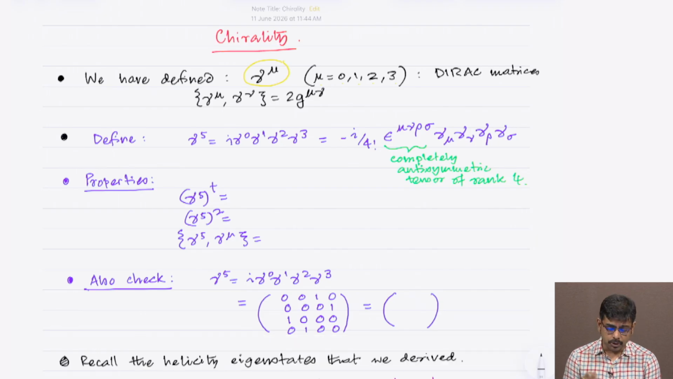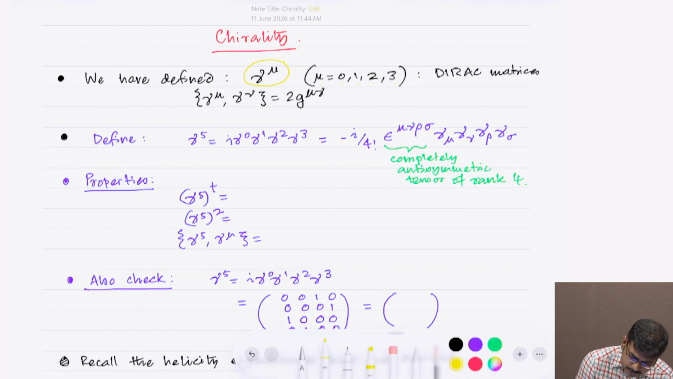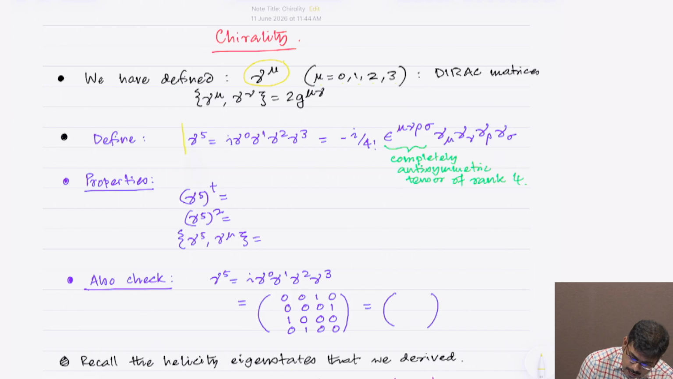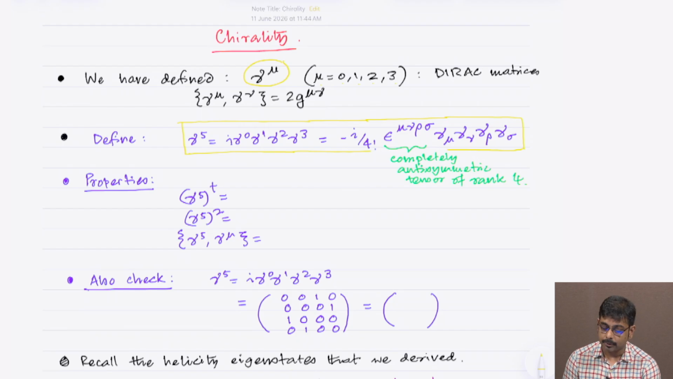Now we are going to define a new gamma matrix, which we call gamma 5, and the definition of gamma 5 is i gamma 0, gamma 1, gamma 2, gamma 3, or you can also write it in terms of this expression: minus i by 4 factorial epsilon mu nu rho sigma gamma mu, gamma nu, gamma rho and gamma sigma. This epsilon mu nu rho sigma is a completely antisymmetric tensor of rank 4.